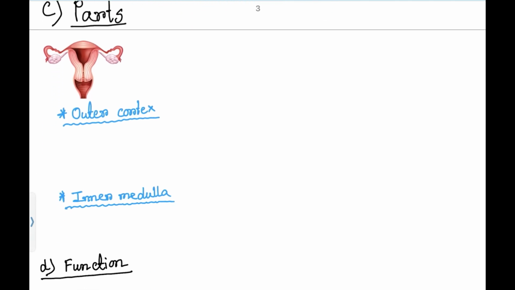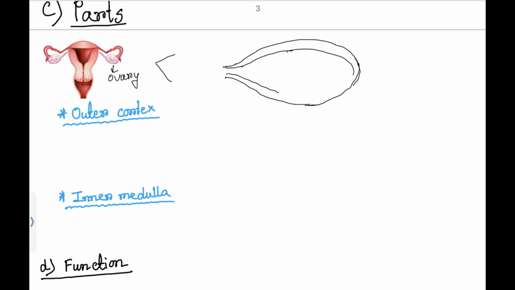Now coming to the parts. So you can see this is the ovary, right? If you elaborate or make it broad, your ovary will be somewhat like this, right? If we discuss the parts of this ovary, you can see the outer portion is like your outer cortex, and the inner portion we will say is the inner medulla. So these are the two parts of your ovary.